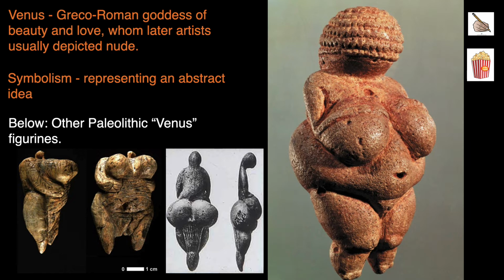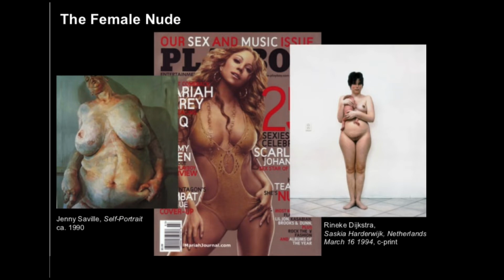When archaeologists first encountered these statues of women, they called them Venus after the Greco-Roman goddess of beauty and love, whom later artists usually depicted nude. This, however, is inaccurate and misleading. You could also think about the term Venus as symbolism, representing an abstract idea. The female nude is a popular theme throughout art history, which we will explore further in the future.